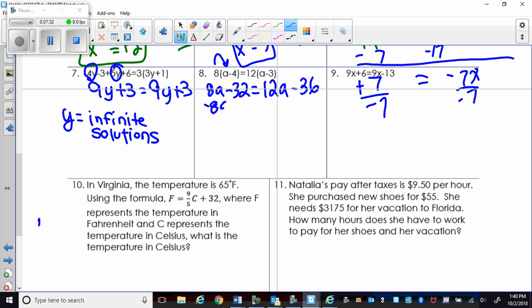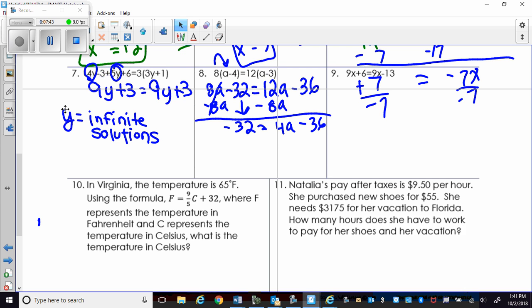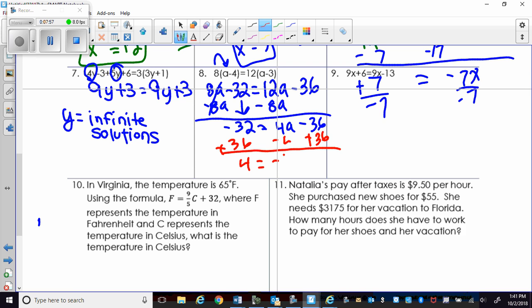Subtract 8a's on both sides. Negative 32 comes down. Equals 4a's minus 36. After that, add 36 on both sides. 4 equals negative 4a's. Divide both sides by negative 4. A equals negative 1. One solution.